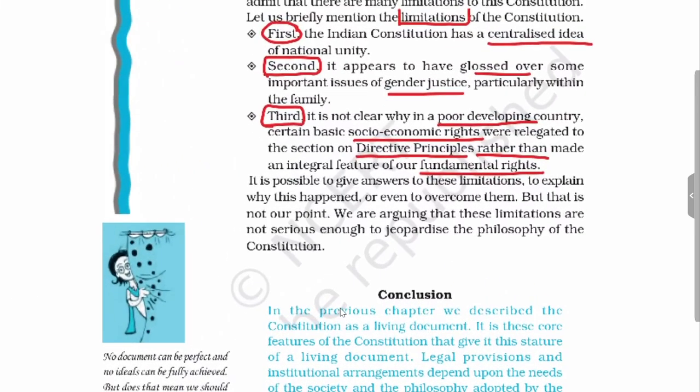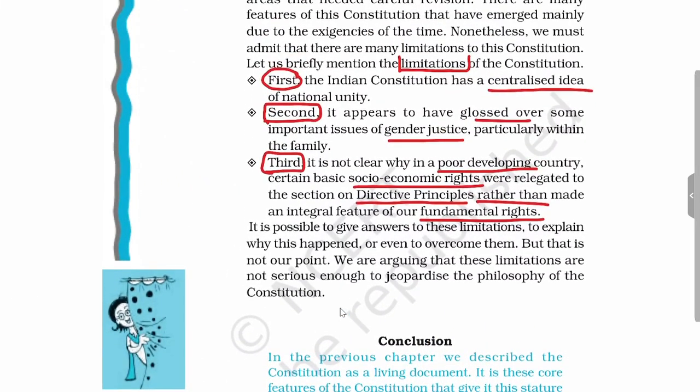Finally, you will see that there are certain limitations. The first limitation is that the Indian Constitution has a centralized idea of national unity. Second limitation, or another criticism, is that it did not give more importance to gender justice, particularly within the family. So the Constitution of India has failed to do that.